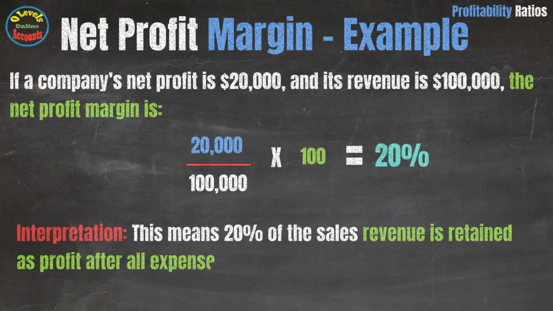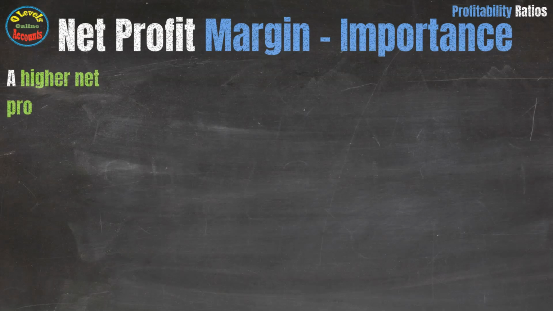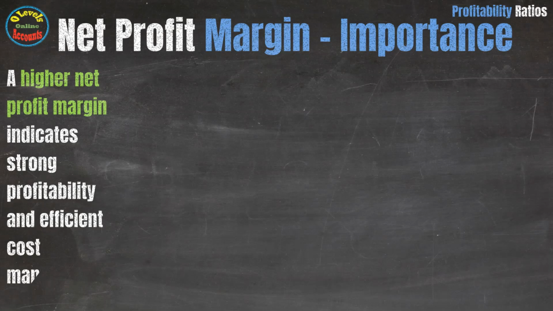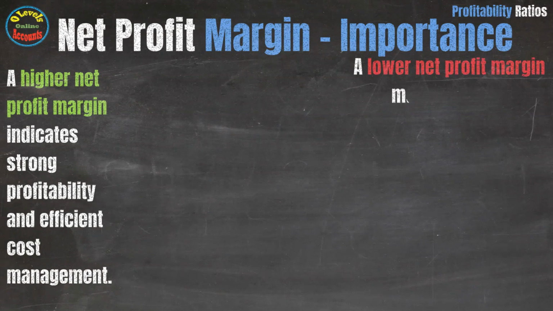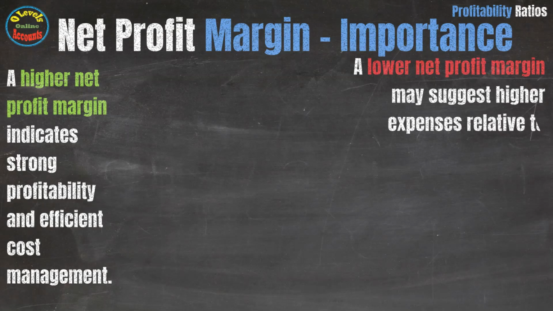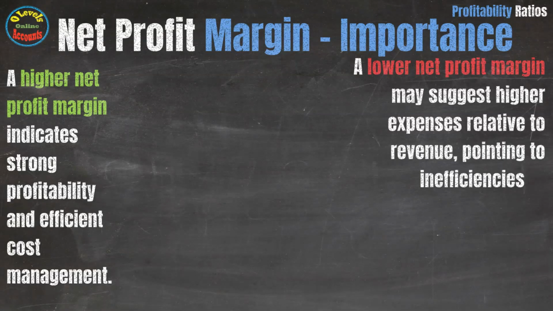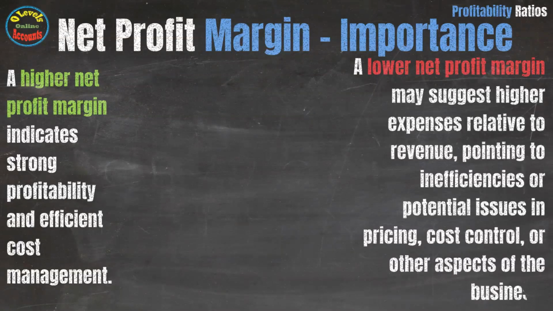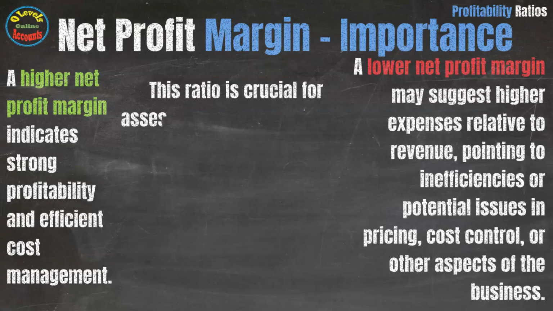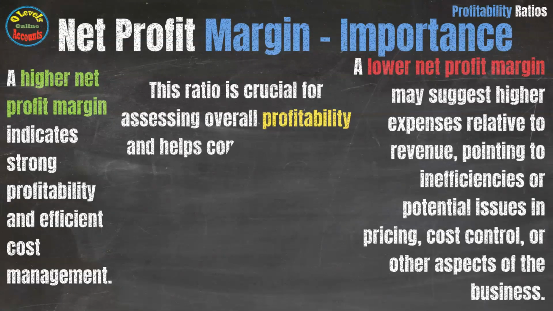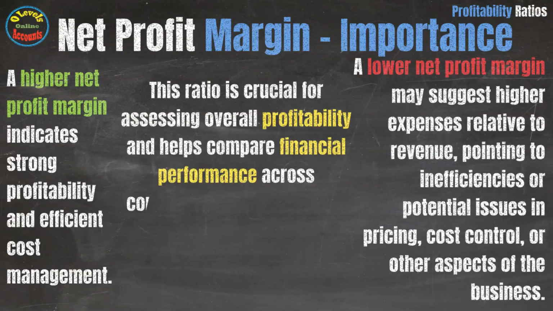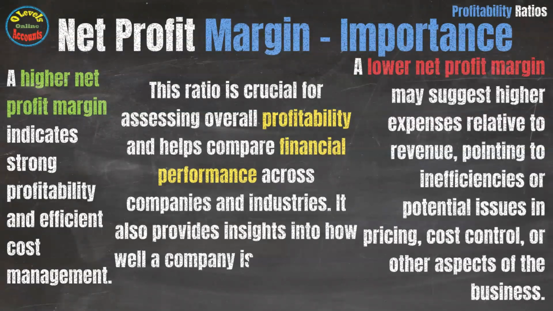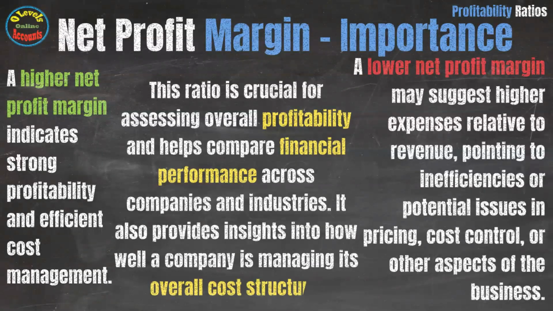Let's check its importance. A higher net profit margin indicates strong profitability and efficient cost management. A lower net profit margin may suggest higher expenses relative to revenue, pointing to inefficiencies or potential issues in pricing, cost control, or other aspects of the business. This ratio is crucial for assessing overall profitability and helps compare financial performance across companies and industries. It also provides insights into how well a company is managing its overall cost structure.